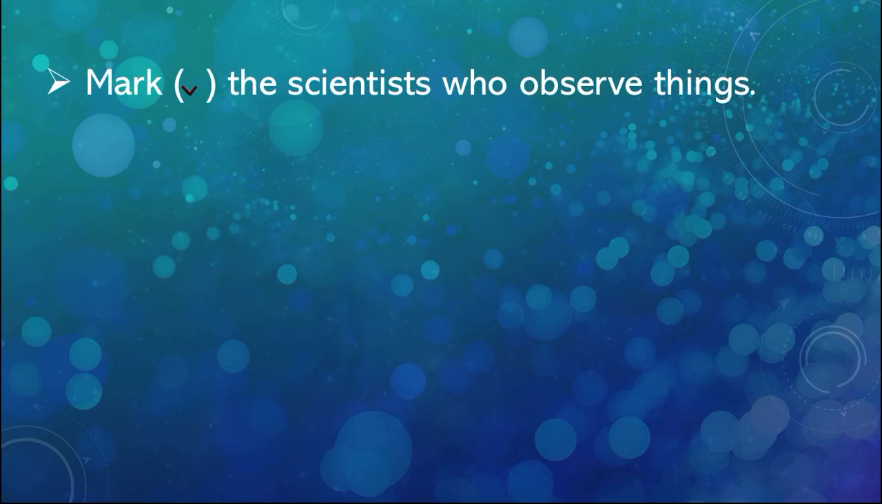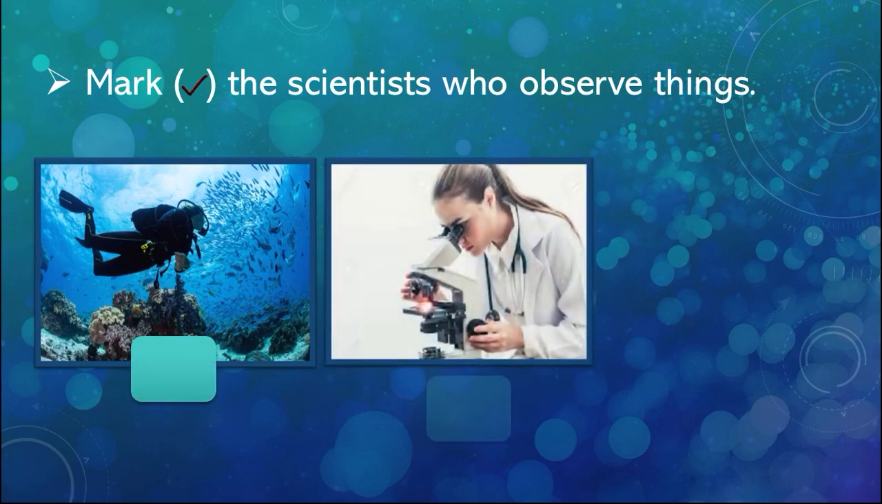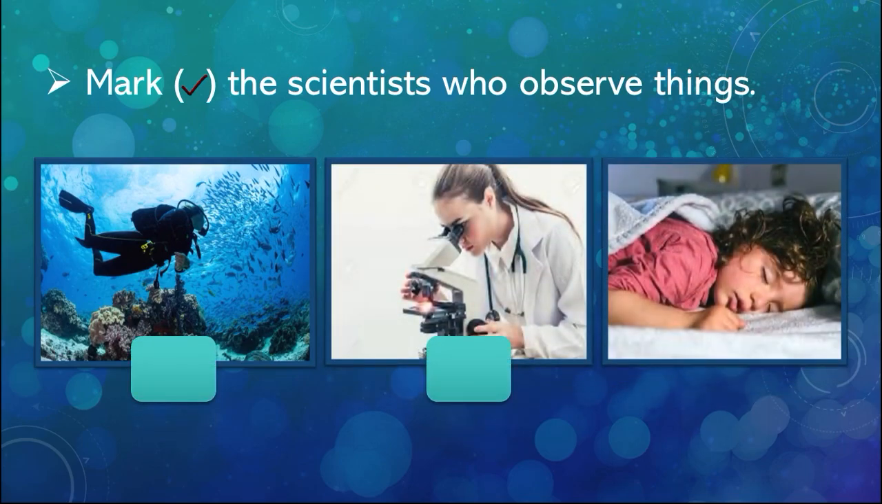Coming back to another activity, mark tick the scientist who observe things. There are 3 pictures in front of you and we have to mark the 2 pictures which have an observation in them. For example, in the first picture, the diver is under the water looking at different things. So he is an observer. The second picture is of a scientist. She is looking at an object through a microscope, so she is an observer. In the third picture, the baby girl is sleeping, so this is not an observation.